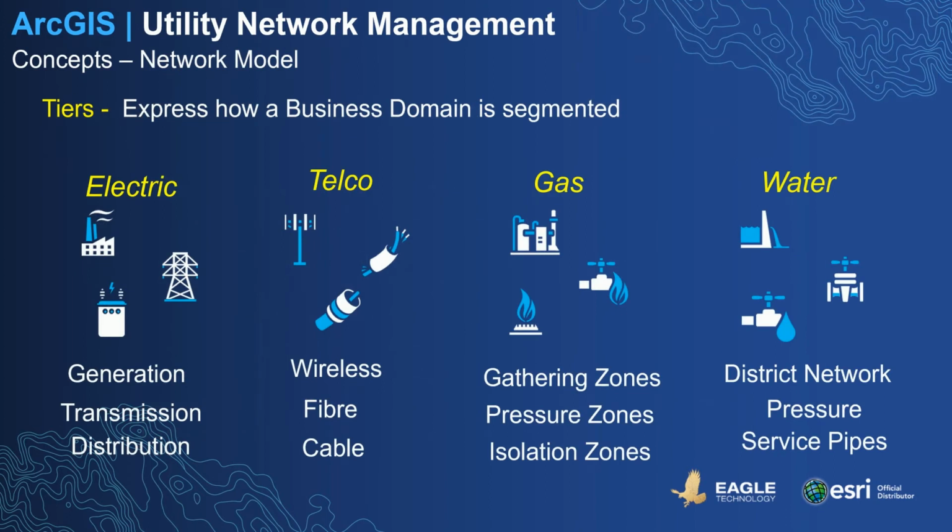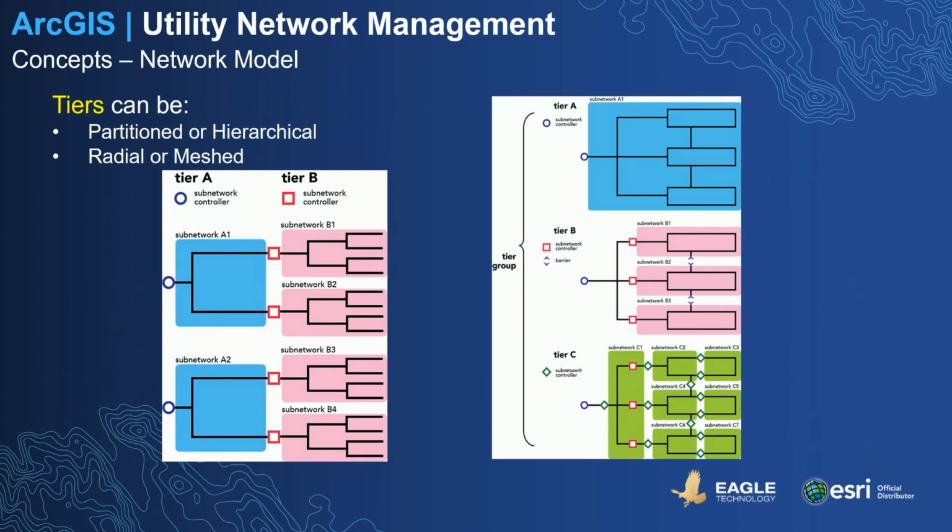Tiers are a way to logically represent your network in segments. Tiers can be managed separately or grouped together, but they're still able to interact with each other. Tiers are named and can also be grouped. Partition networks are sequential, operationally separate but logically connected. For instance, an electric utility might want to have their high voltage or distribution network partitioned from the low voltage side. You'll still be able to propagate traces upstream or downstream across tiers.